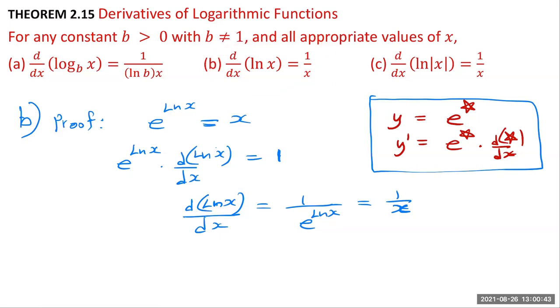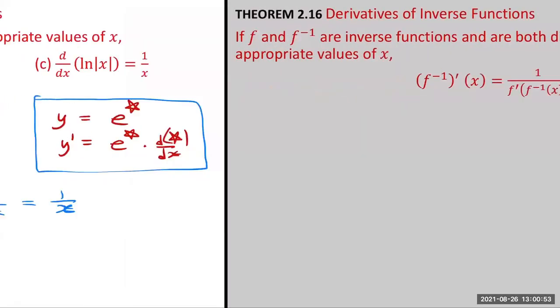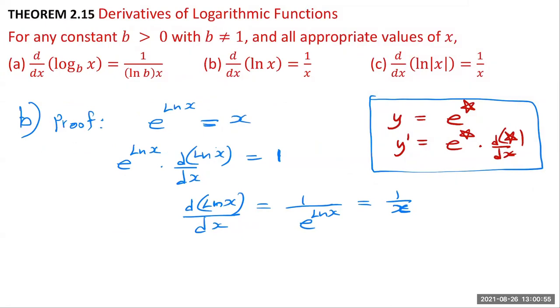Okay, actually, let me prove the first part as well now. Real quick. Perhaps I will copy the first part to the other side. Let's see if we can quickly prove this. Okay, so what I'm going to do is, I want to show that the derivative of this function is 1 over ln b times x.